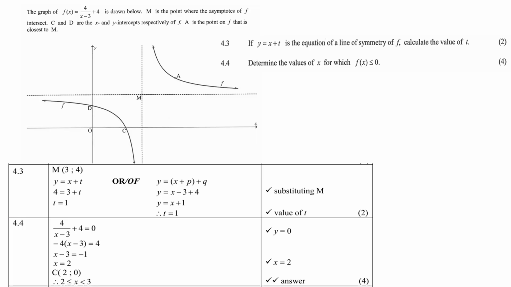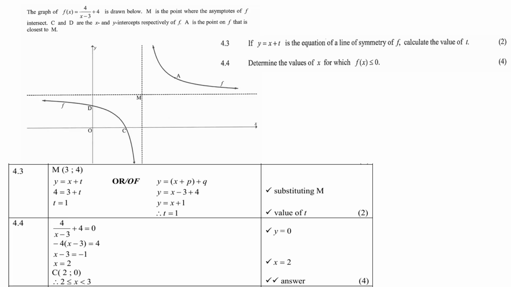Then 4.4, determine the values of x for which f of x is less than or equal to 0. Now by that, do they mean less than 0? So therefore, you first start by saying 4 over x minus 3 plus 4. That is now the equation of the hyperbola. First start with equals to 0 because there's an equal sign, remember. Then you solve for x and you get x equals 2.